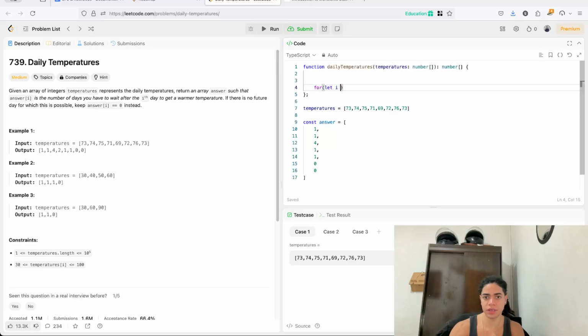So here we can say, I want you to iterate through all of this collection of temperatures, less than or equal to temperatures dot length, and then increment after each pass.